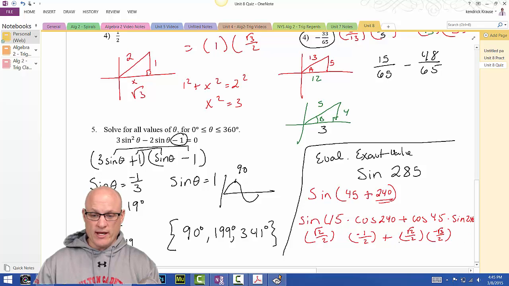You should know that. All right, so when I multiply here, I get negative radical 2 over 4 plus negative radical 6 over 4. And final answer, when I put all this together, is negative radical 2 minus radical 6 all over 4. Kabam!